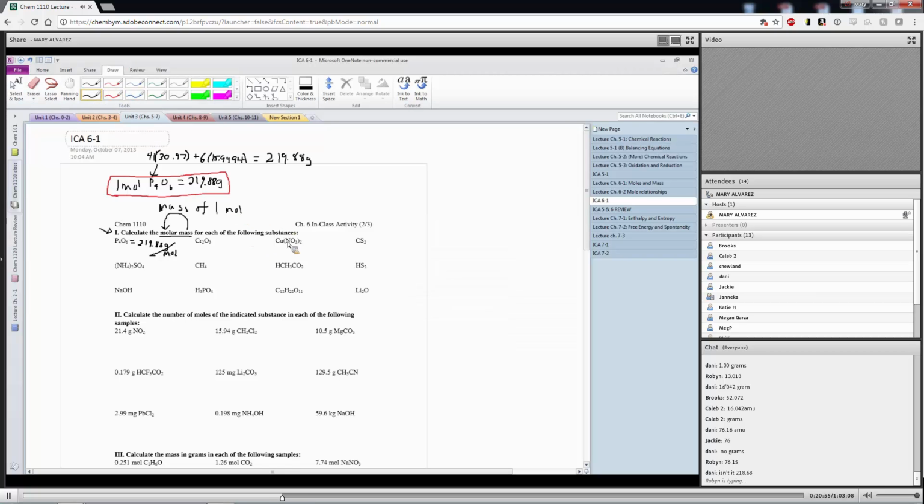Let me have you guys do this one. Copper 2 nitrate. What would the molar mass of copper 2 nitrate be? Make sure to pull out your periodic tables.